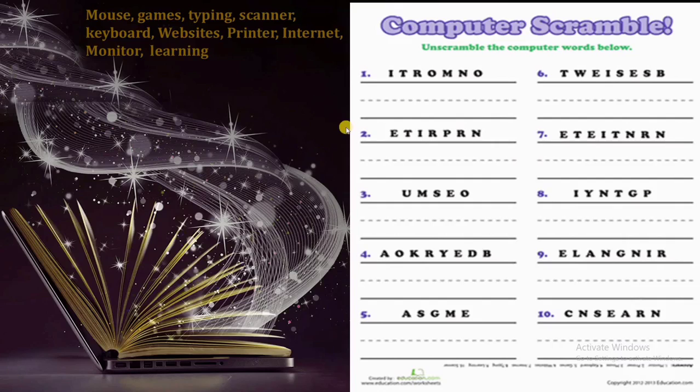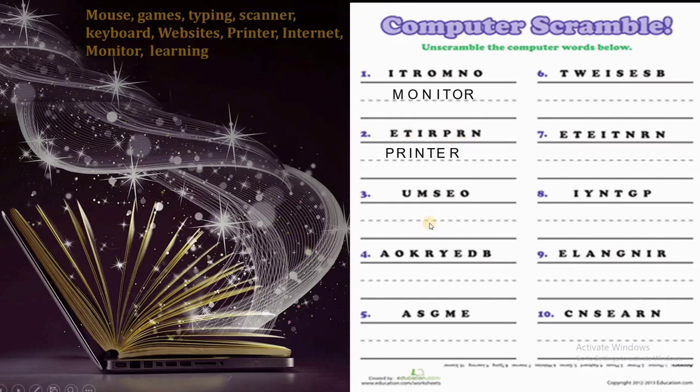So which is the correct first answer? MONITOR. Monitor is the correct answer, right? In the first, we can solve it. Now come to the second. PRINTER. Printer. Right? This scrambled word we have already done, from the given options. I have already given the options here. You have to choose which letters are arranged and which word is generated.